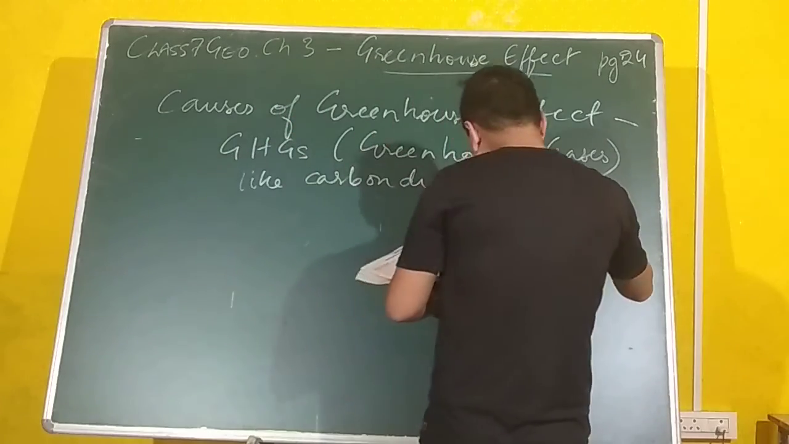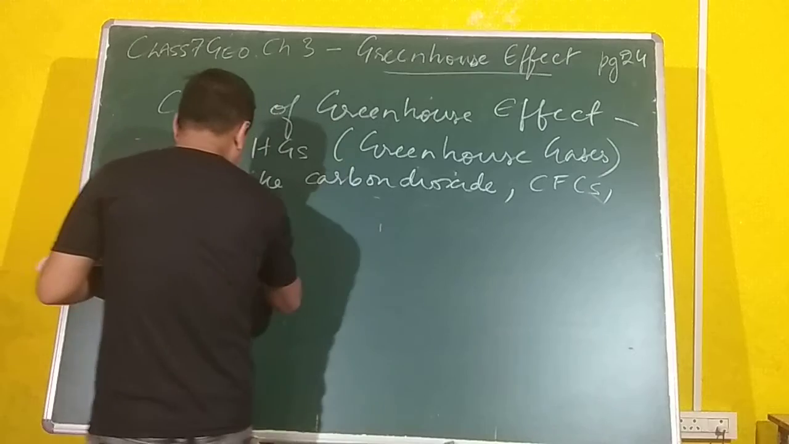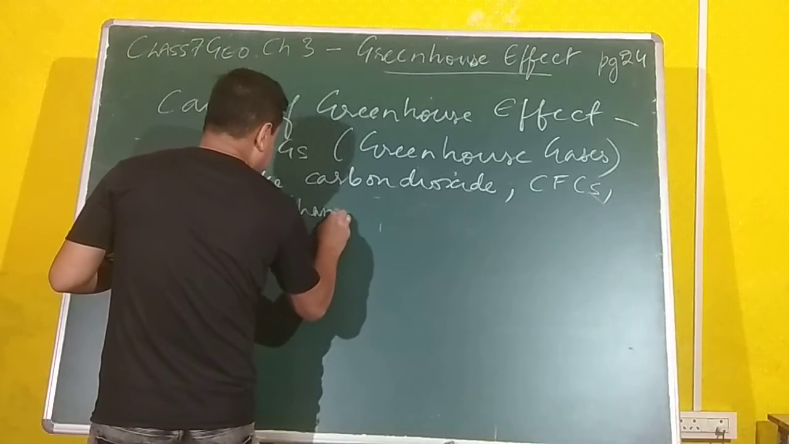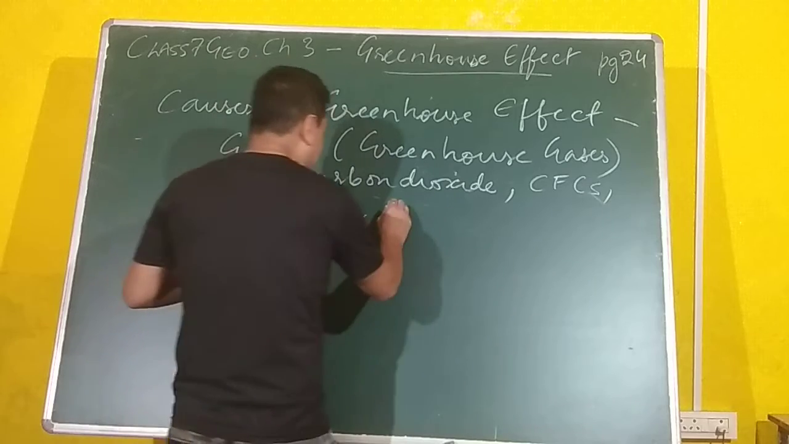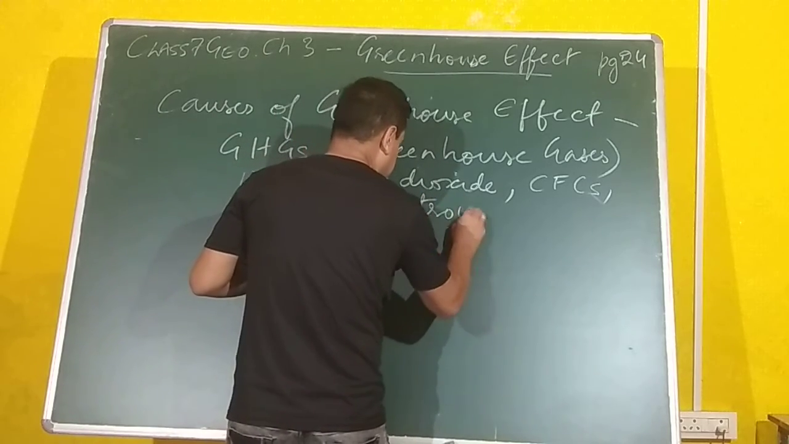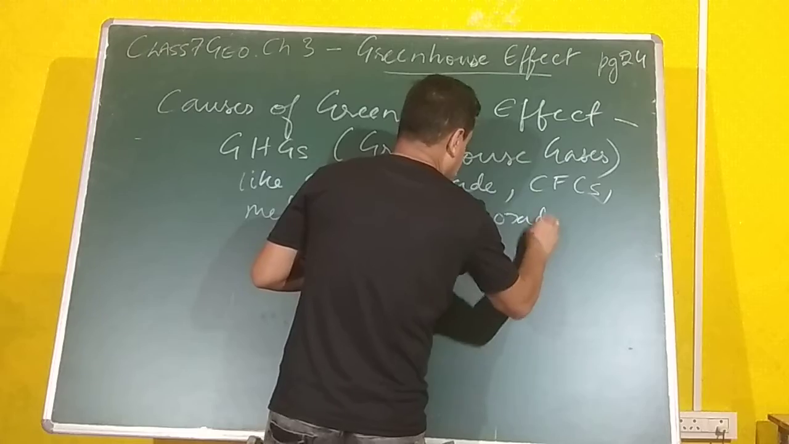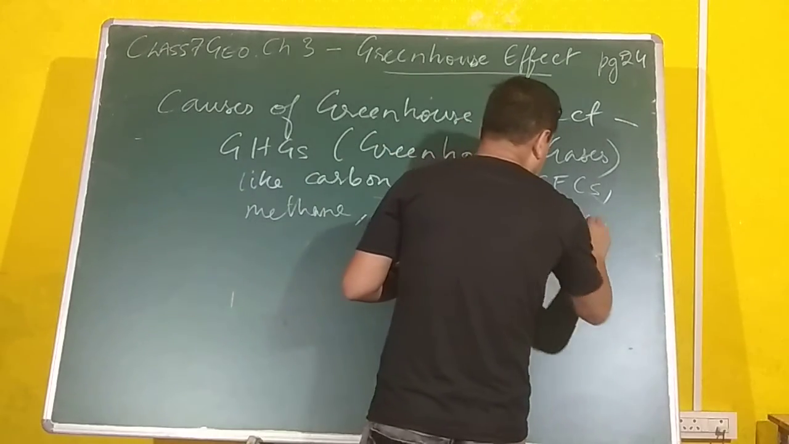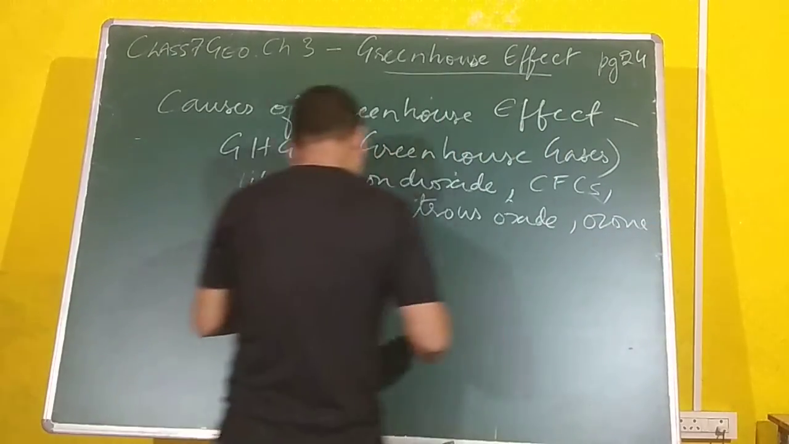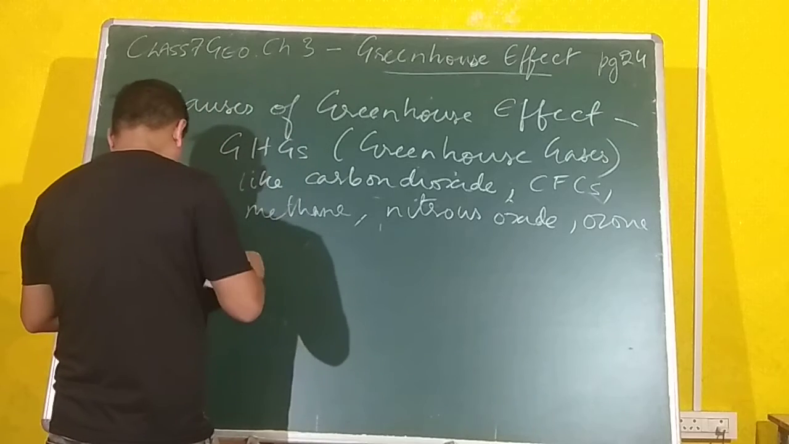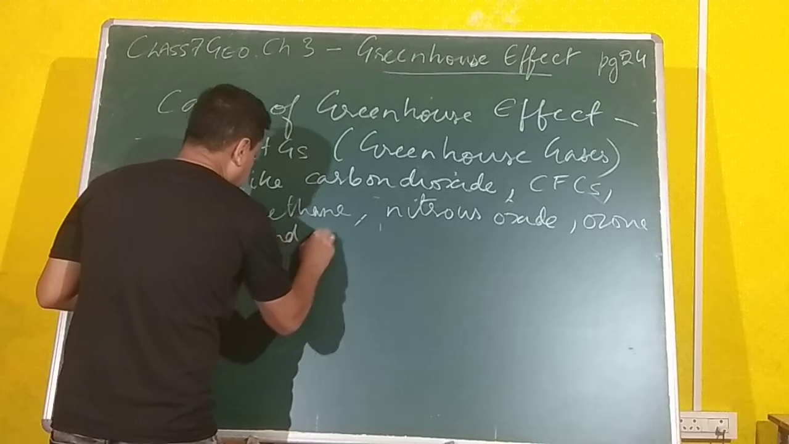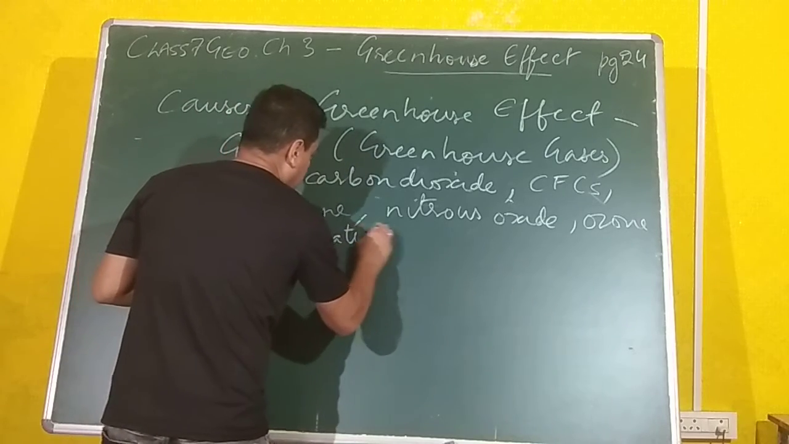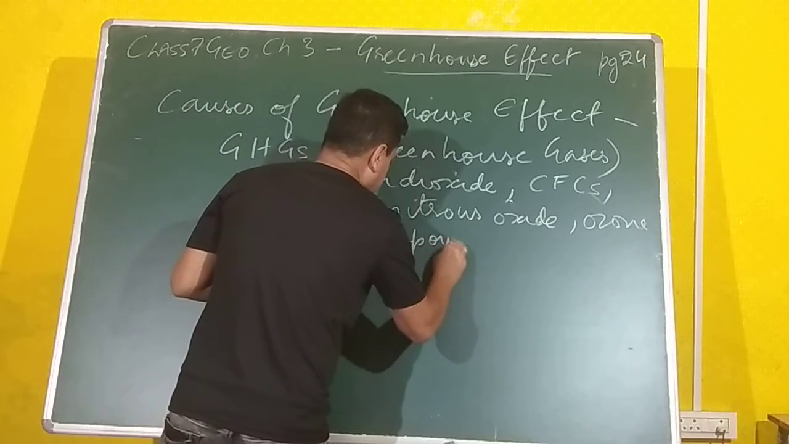Then we find methane. Methane is produced by animal dung as well as the burning of plastics, etc. Then nitrous oxide, ozone, and water vapor.